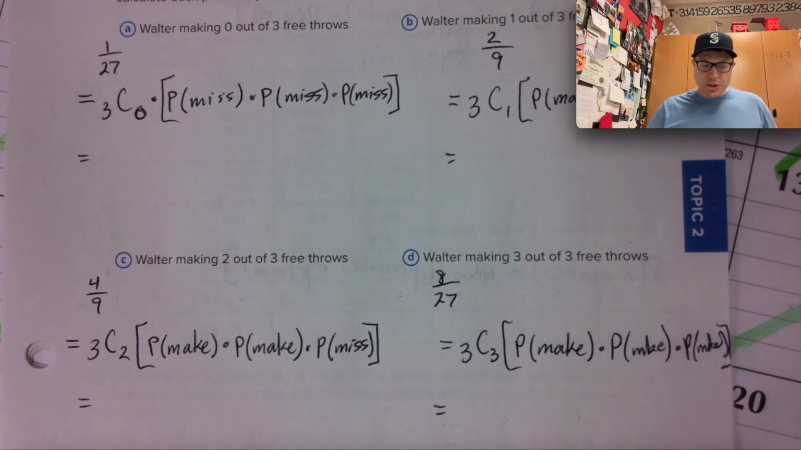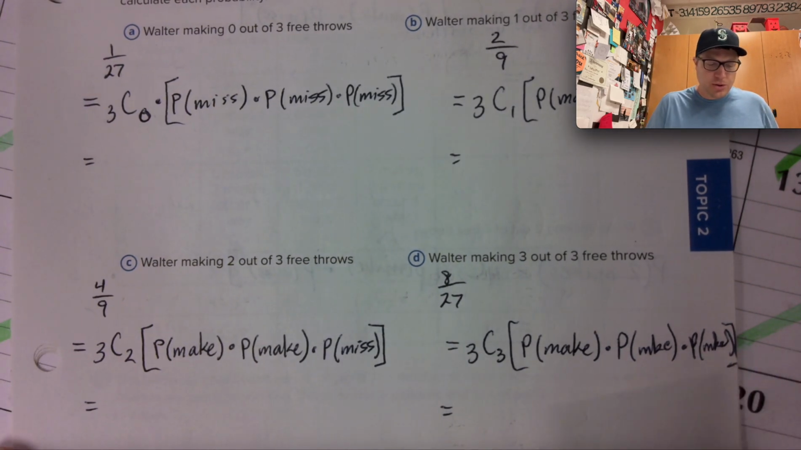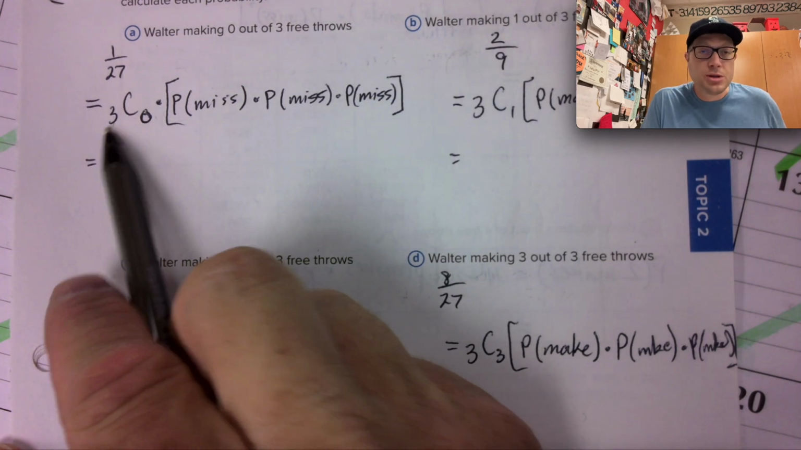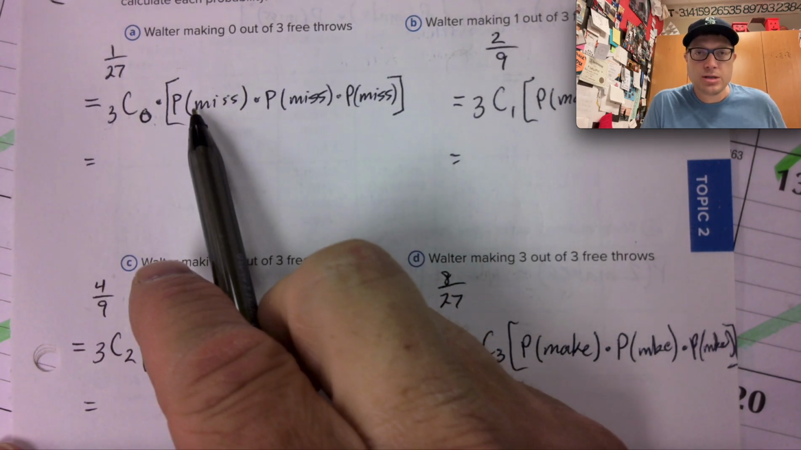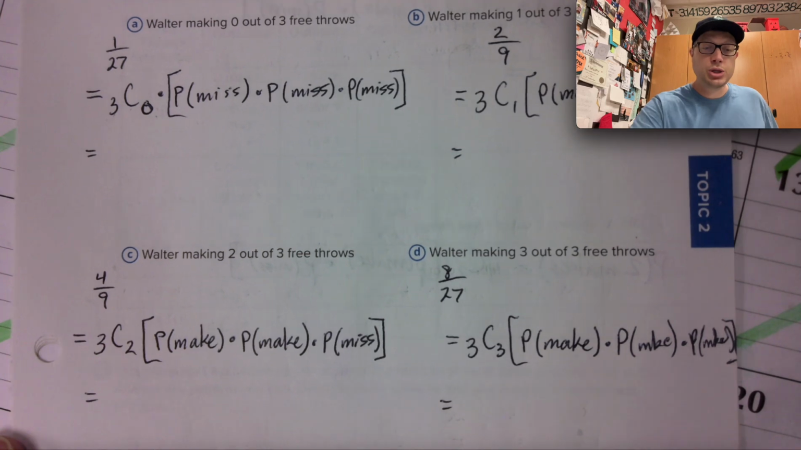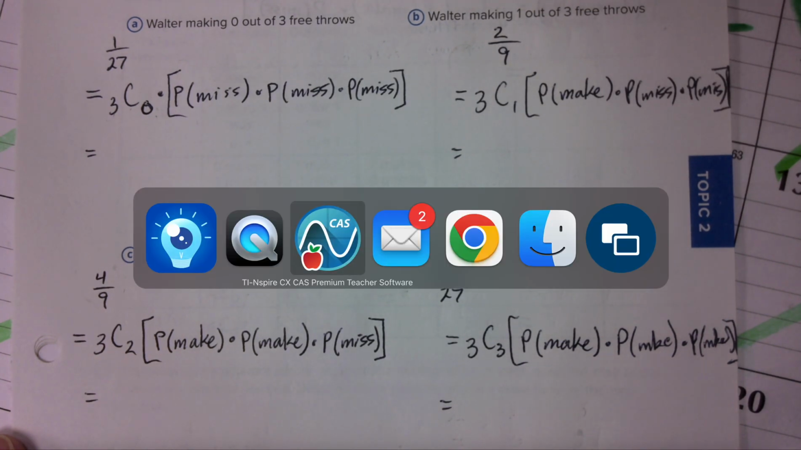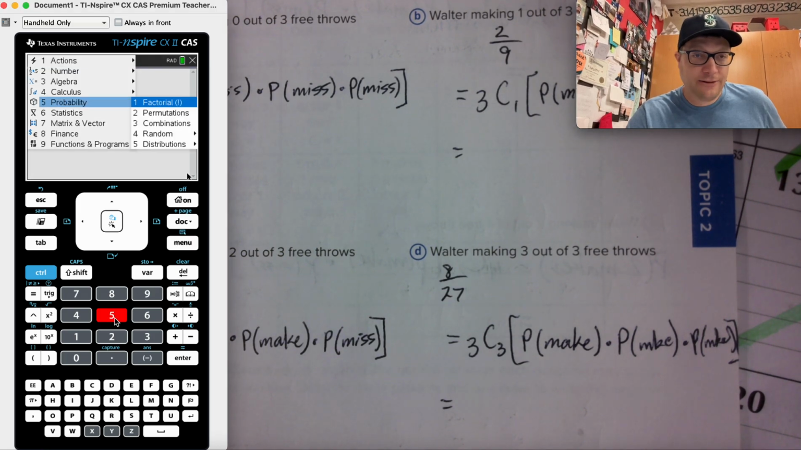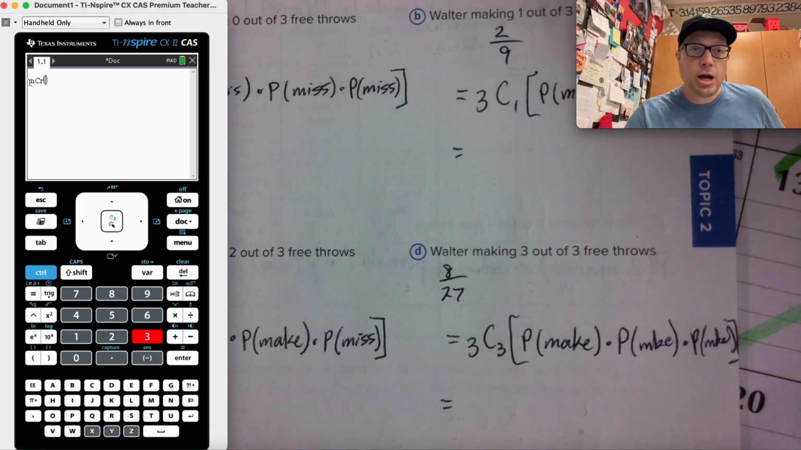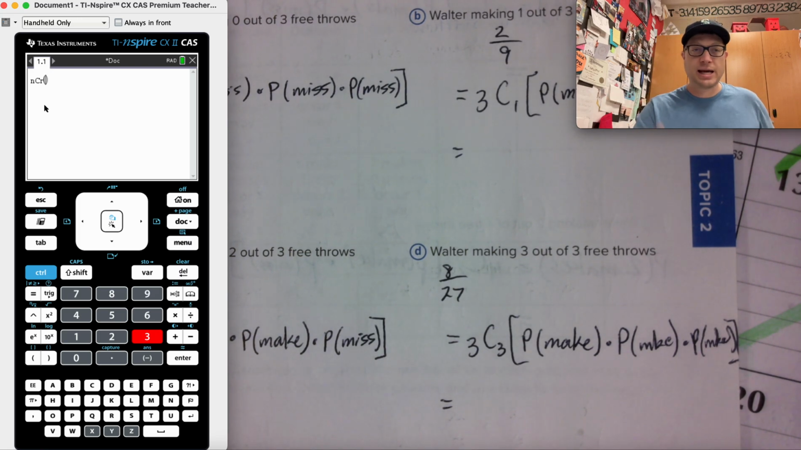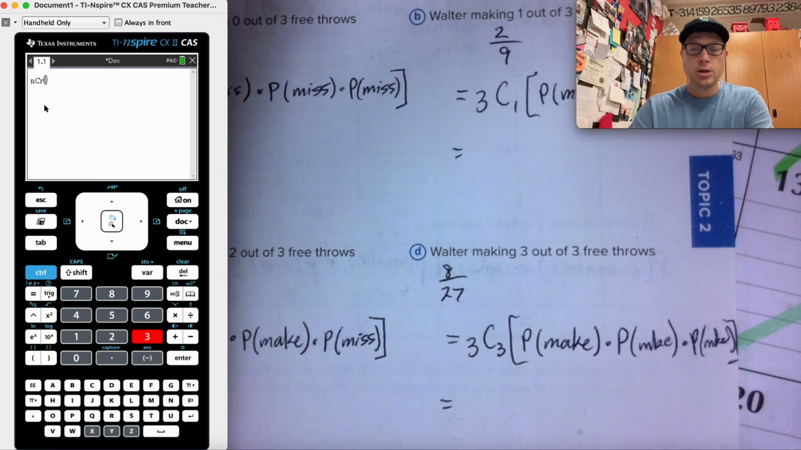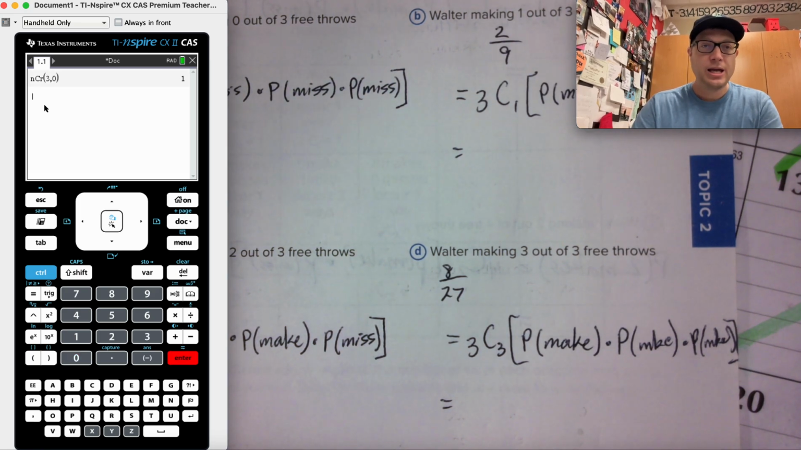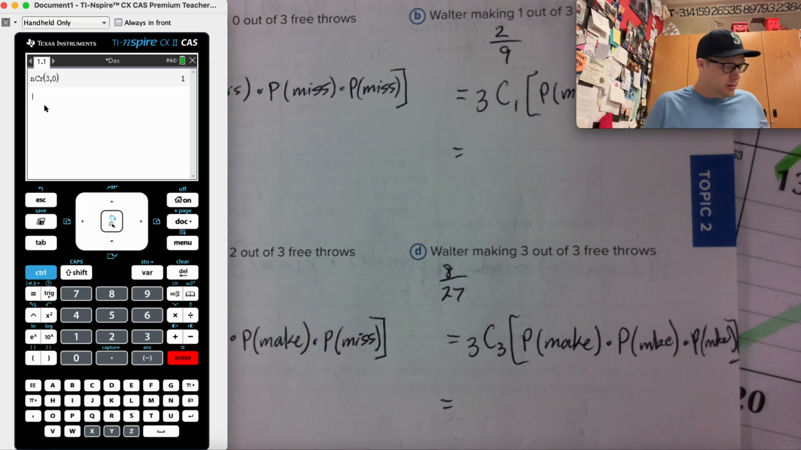If Susan has a method that can make our lives easier, faster, quicker, then let's lean into it. Walter's making 0 out of 3 free throws, so the combination is 3 free throws. He's going to make none of them, times the probability of miss, miss, miss. So calculator work. We're going to go menu, 5, 3. Now you can eventually type with capital letters, I believe. I'm going to try it with lowercase in a second on screen so you can see whether or not that works. 3 choose 0 is 1.